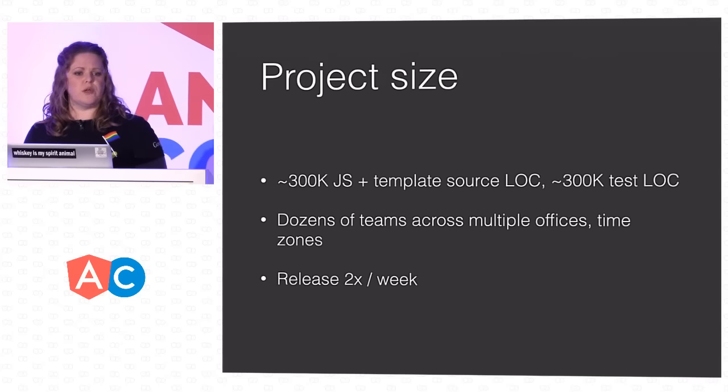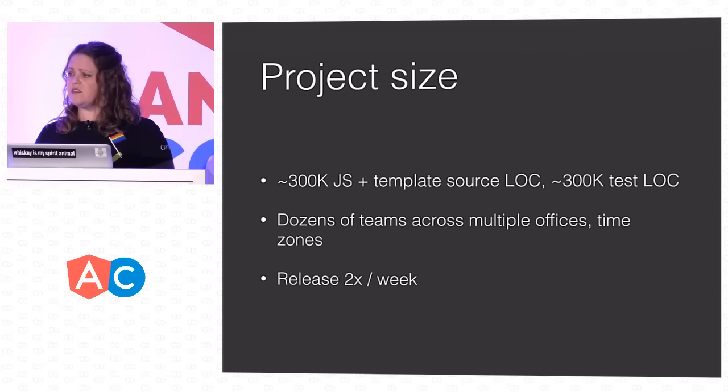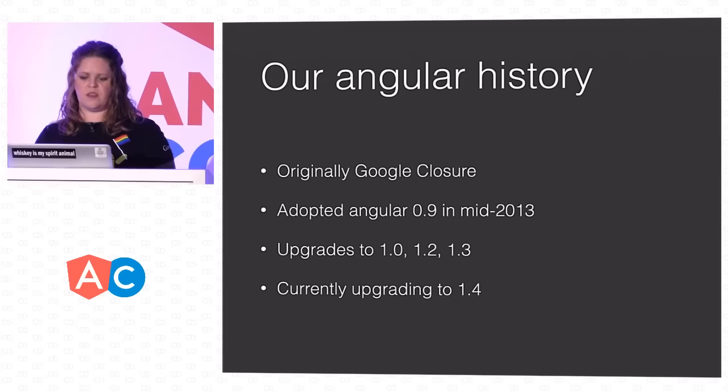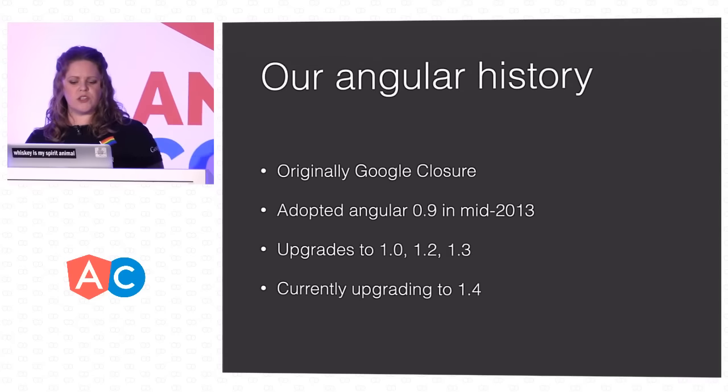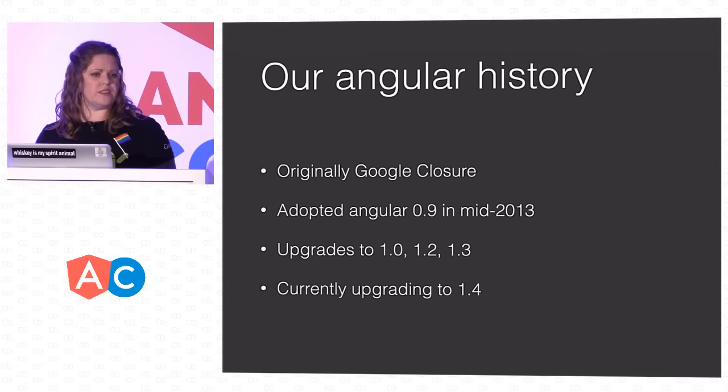And we also release twice a week, and we don't really use branches, so it's really important that our project be working at trunk all the time. So we can't really afford to have an upgrade that breaks things for a while. We started out on Google Closure and then adopted Angular 0.9 about 2 years ago. And since then, we've done upgrades to 1.0, 1.2, 1.3, and we're currently in the process of upgrading to 1.4.